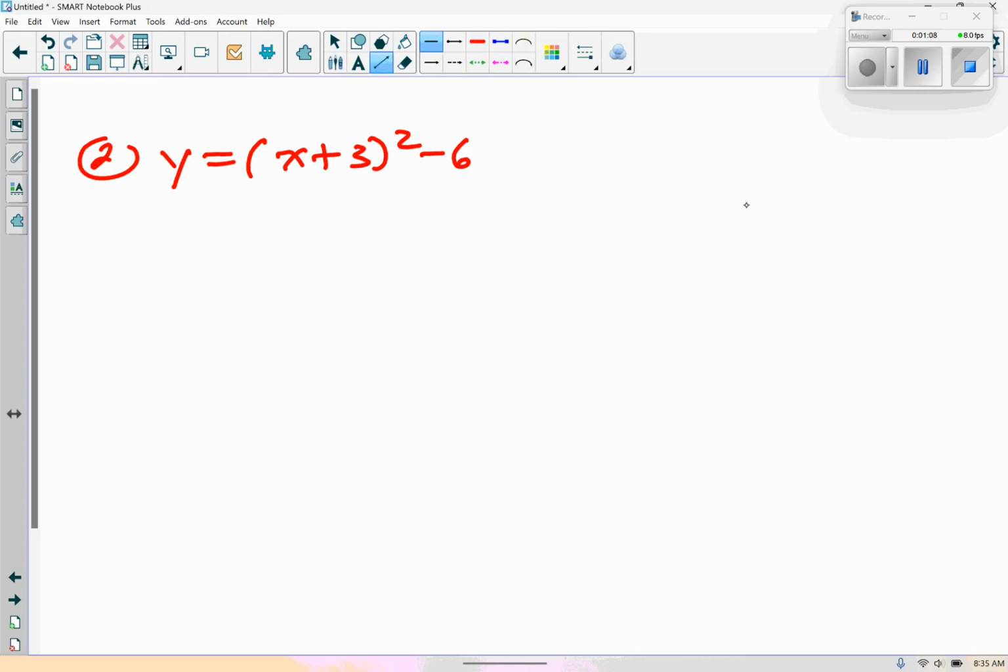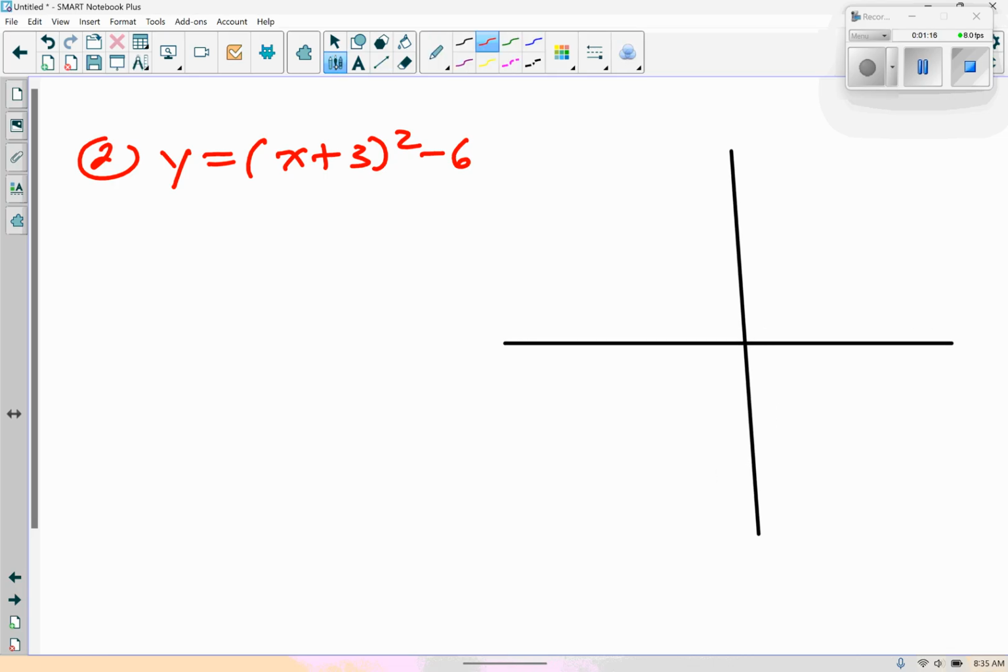I'm not really worried about filling out the table because we're just going to pattern graph each of these. All right, very first thing we're going to do is let's find the vertex. So it's going to be the opposite of that value, same as that value. So let's plot that. So -3, -6. So that's down here.